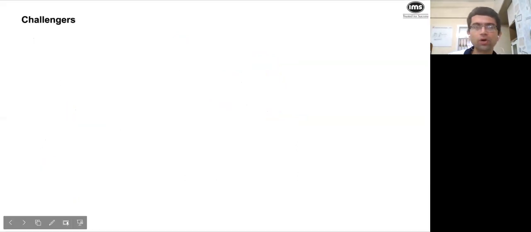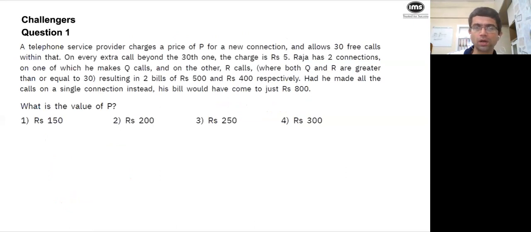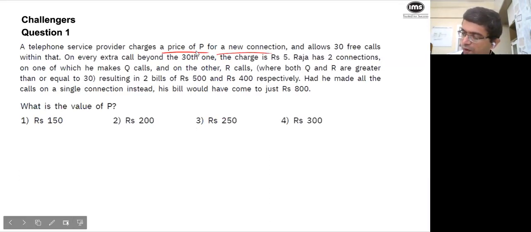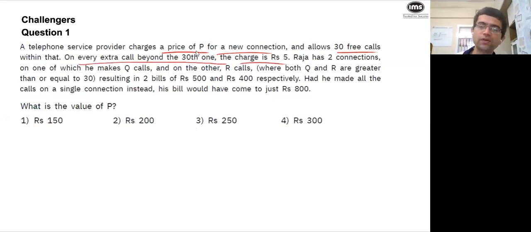Right. Let's move on to challenges. Now pay attention, slightly longer but not difficult question. A telephone service provider charges a price P for a new connection and allows 30 free calls within that. So it's like a fixed price. There are 30 free calls within that. On every extra call beyond the 30th one, the charge is rupees 5. Raja has 2 connections. This is how the telephone rentals used to work. Even now, that's how the mobile also works, right?